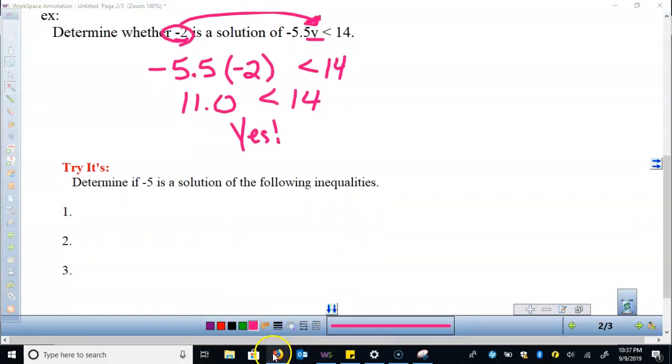Let's go ahead and have you try a couple. All right. Let's go ahead and try these. Now I want you to see if -5 is a solution for any of the following inequalities.